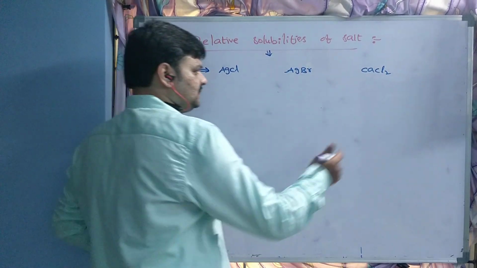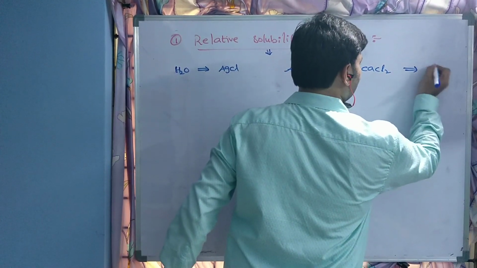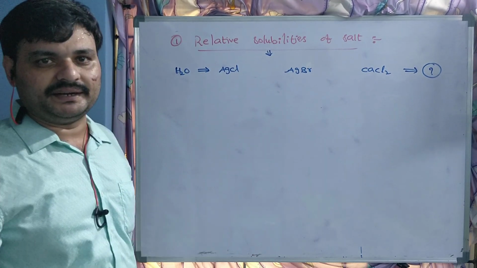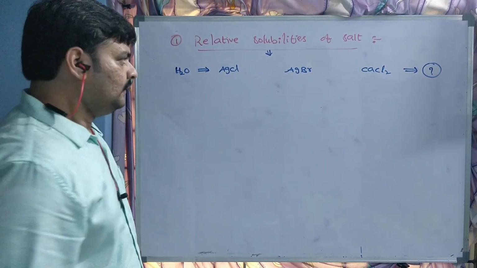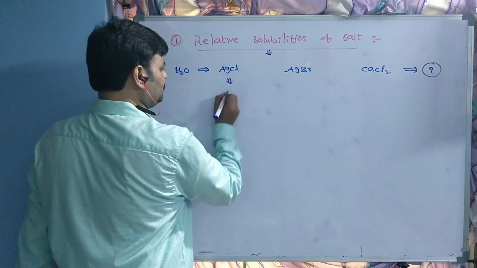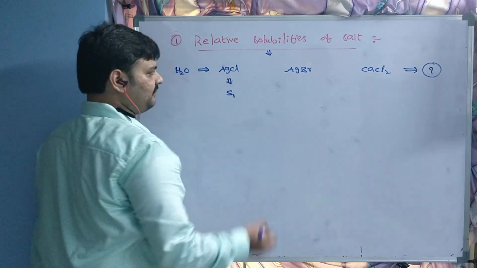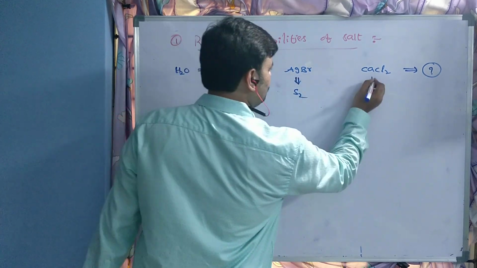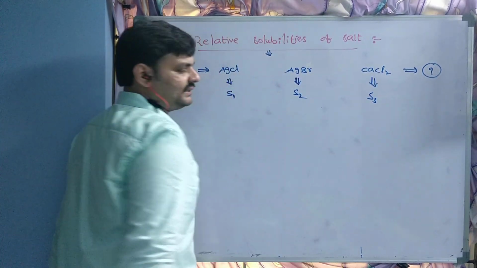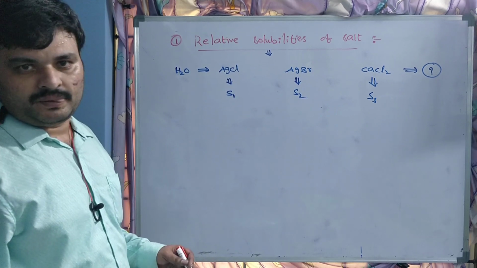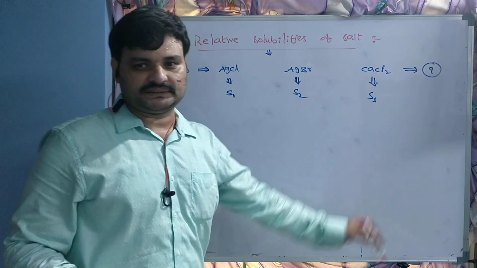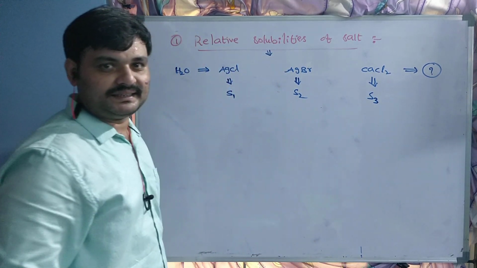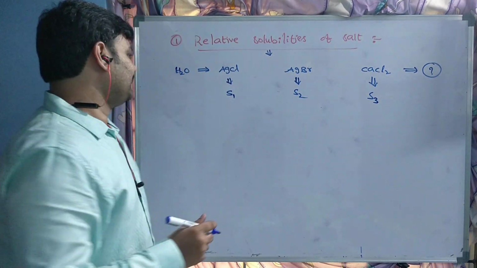Now the question is, which is more soluble and which is less soluble? What is the order of their solubility? That is the question here. So, in order to know which is more soluble, suppose the solubility of AgCl is S1, the solubility of AgBr is S2, and the solubility of CaCl2 is S3. So, which is more? S1 is more, or S2 is more, or S3 is more? Which is more is very important to us, right?